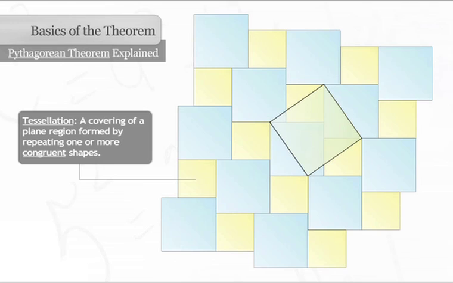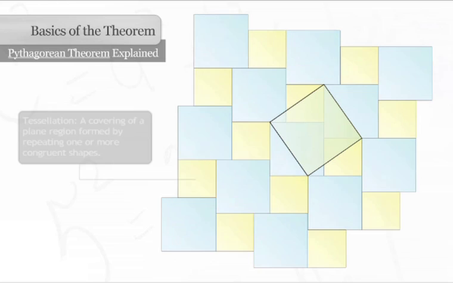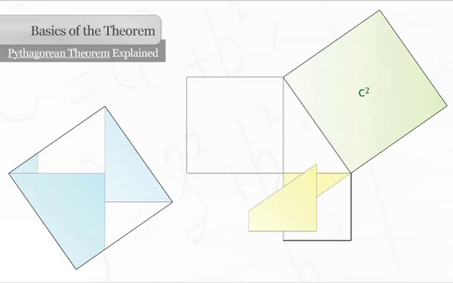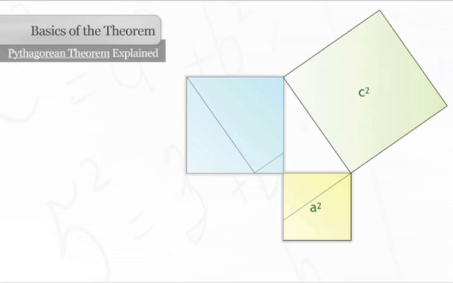No matter how we place C squared on the tessellation, we can see the relationship between the three squares. Remember that the parts of A squared are yellow, the parts of B squared are blue. If we rearrange the yellow portions of C squared, we can reconstruct A squared completely. By rearranging the blue portions of C squared, we can reform B squared. A squared plus B squared equals C squared.